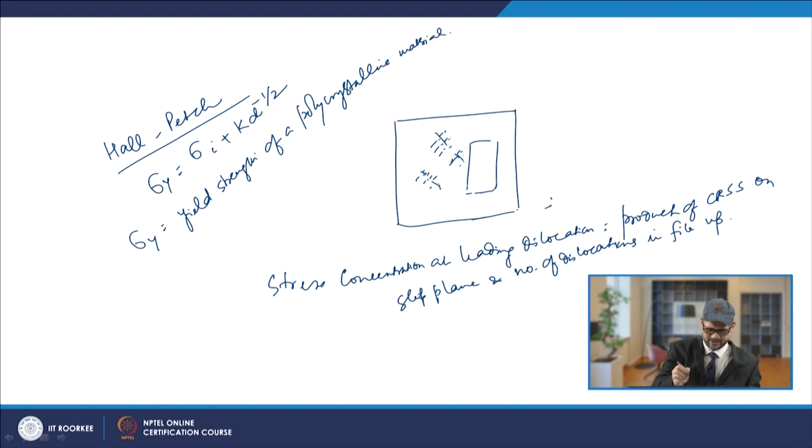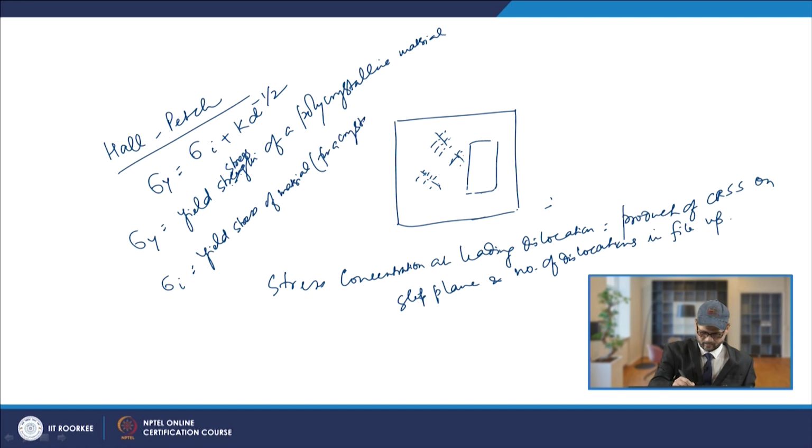And sigma i basically is the yield stress of the material, or the yield stress for a crystal with no grain boundaries.